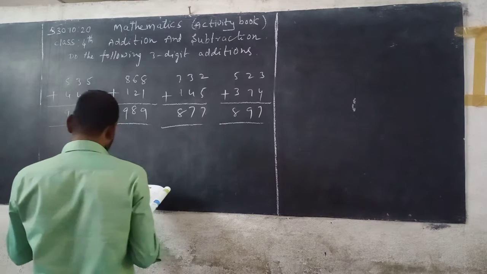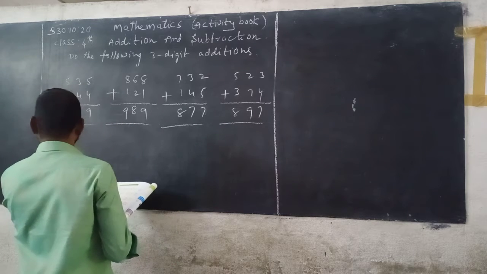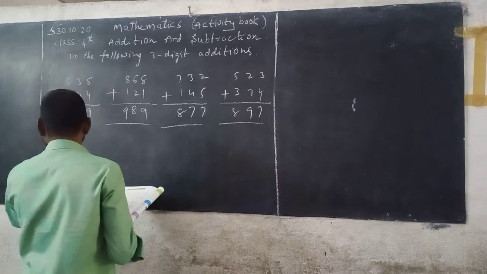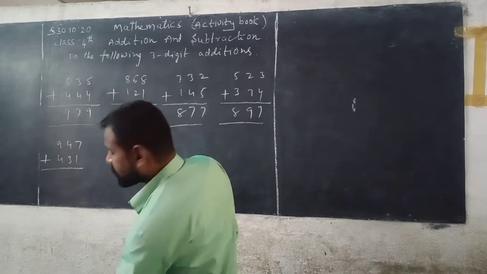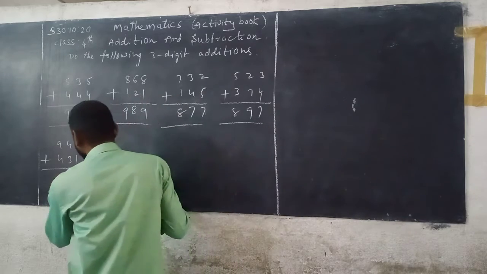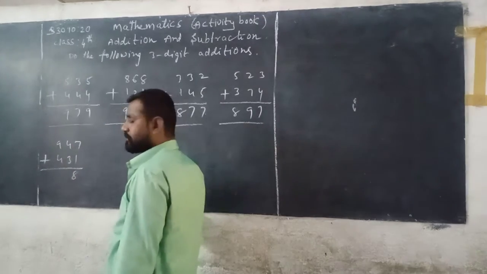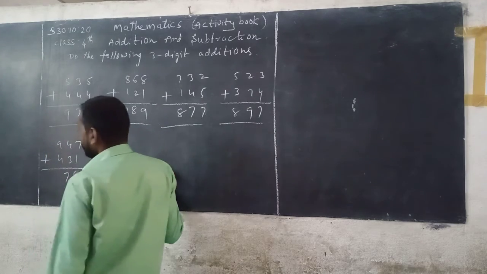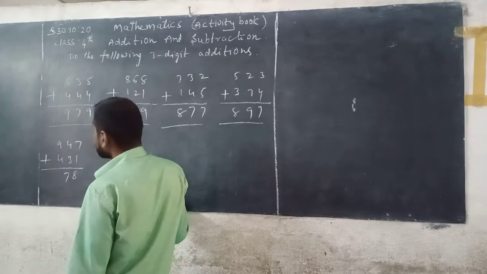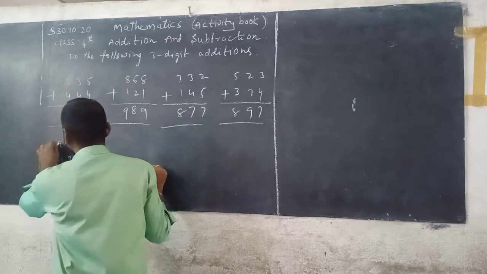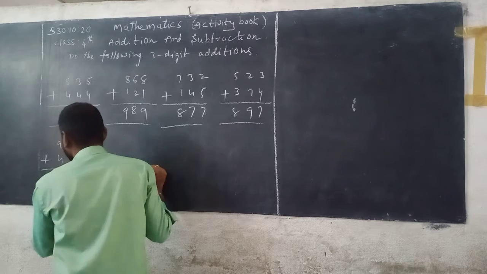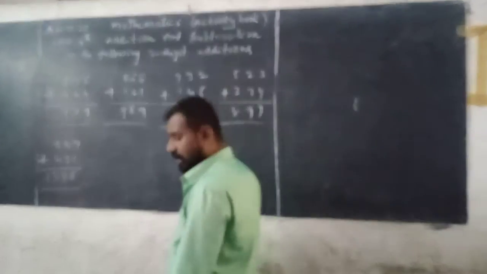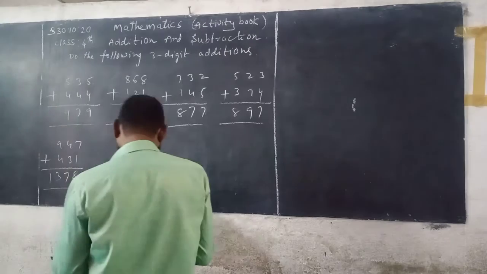Now next here, 947 plus 431. See, first add the digits in ones place. Listen carefully. 7 plus 1, 8. Write down in ones column. Next we add the digits in tens place. That is 4 plus 3, 7. Write down in tens column. Next we add the digits in hundreds place. That is 9 plus 4, 13. You can write the total directly under hundreds column.